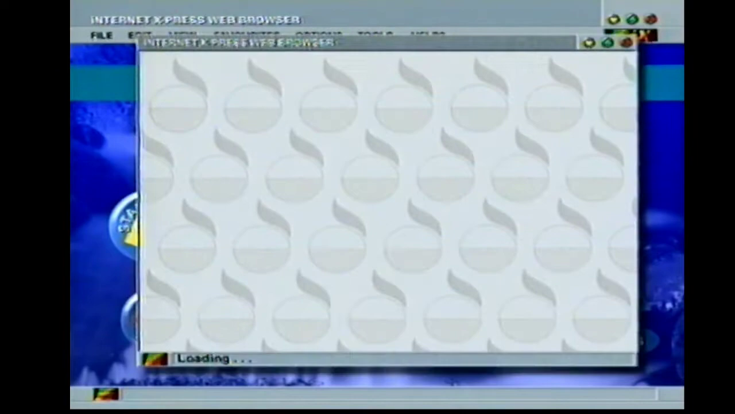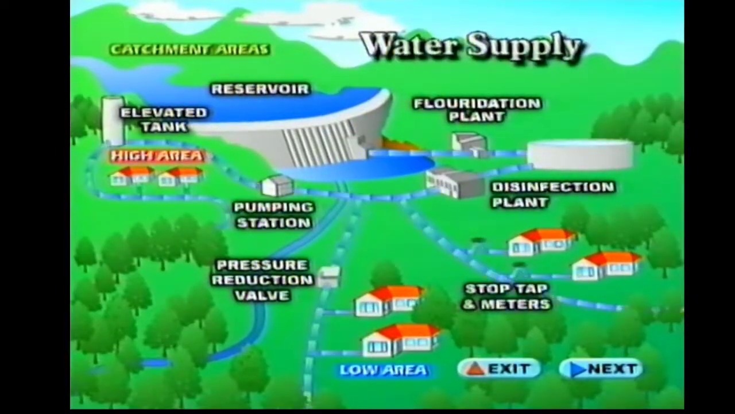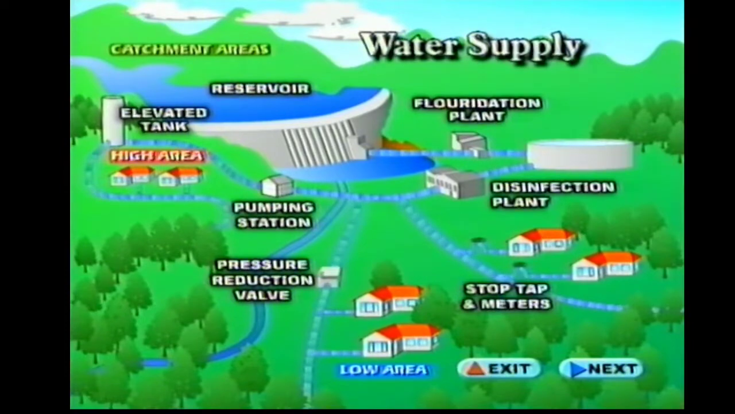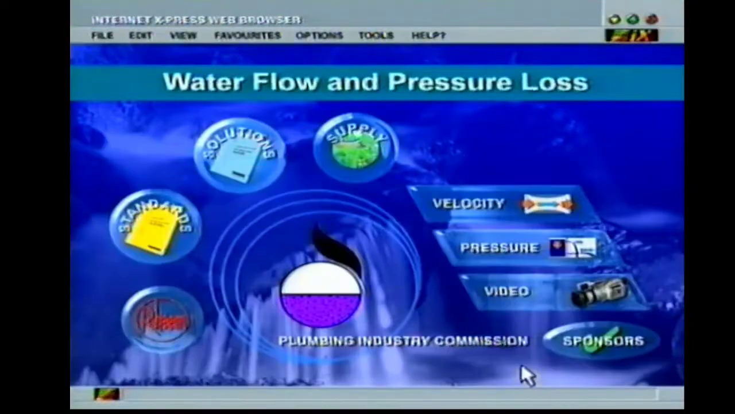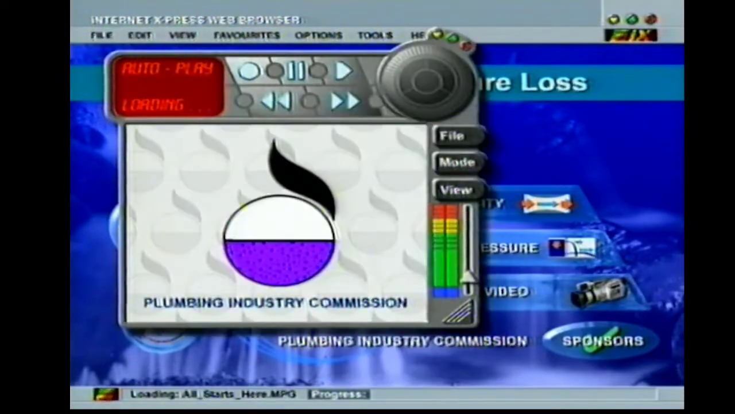And when it all clicks into place, everybody benefits. There are three areas to be aware of in designing water systems: pressure, flow rate, and velocity. So let's get with the flow.